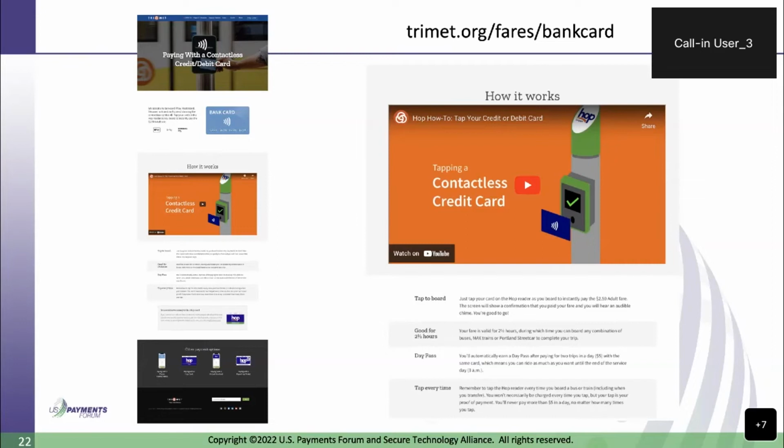Now, here's an example of our how-to video for using a contactless bank card to pay your fare.